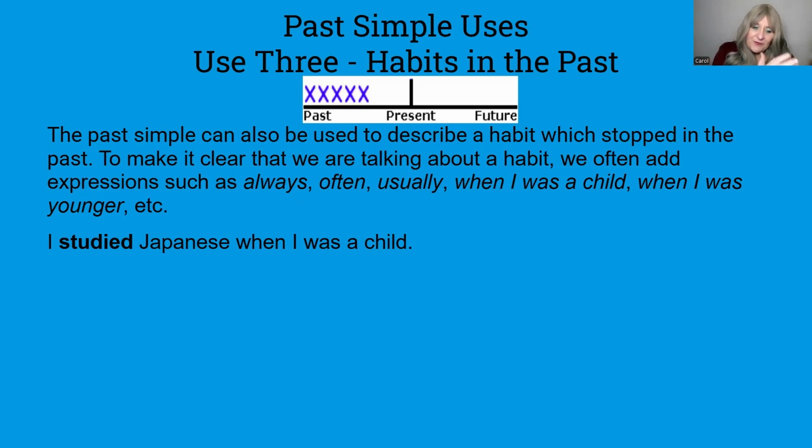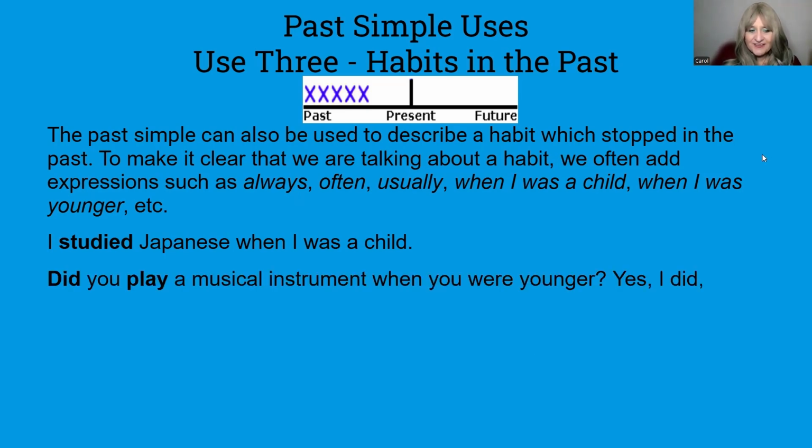So this means when I was a child, I studied Japanese, but now I no longer study Japanese. This habit has stopped. Okay. And again, our second example, did you play a musical instrument when you were younger? Yes, I did. She usually went to a cafe after work. So again, it's talking about a past habit. So when she finished her work, she'd go to a cafe, but she no longer does this action.